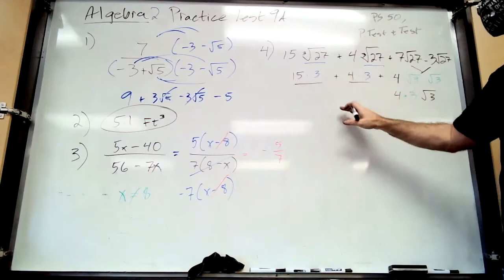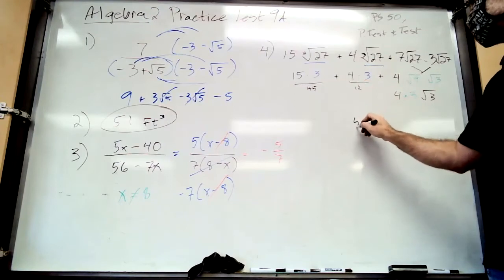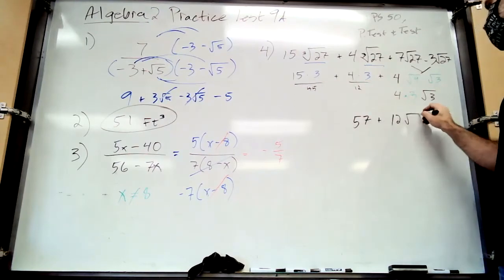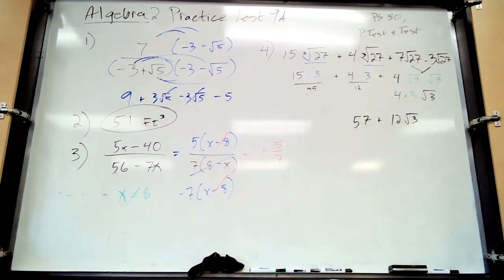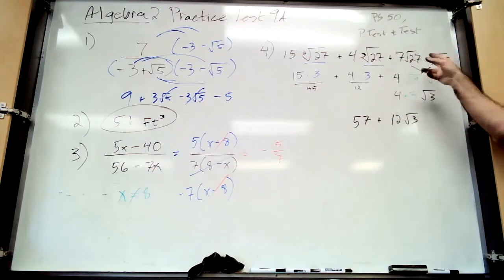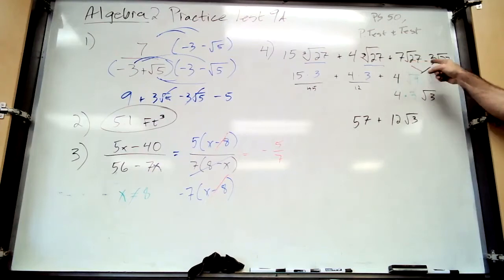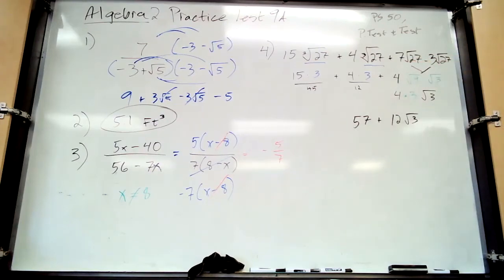So here's your final answer. You've got 45 plus 12 radical 3, so that's 57 plus 12 radical 3. Now you could have combined these two terms first if you wanted to. 19 times 3, right? 19 cube root of 27s. Well, 19 times 3 is 57. So either way, you're going to get 57. You could have simplified these separately first, but then you're simplifying 2 radicals instead of just 1. So you would have been left with 21 radical 3 and 9 radical 3.